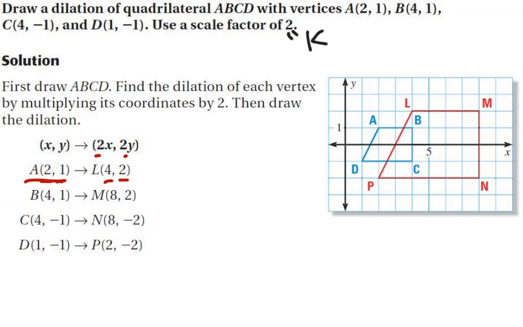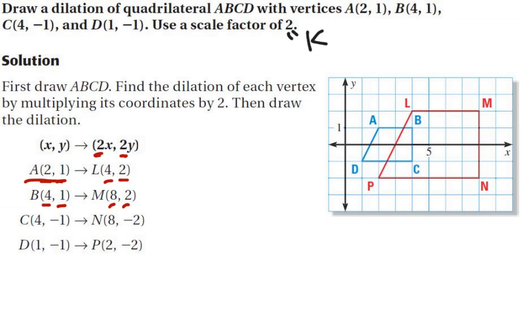So L is located twice as far away from the origin as A is. And also notice that A and L lie on a straight line, which they have to. If they're going to be a scale factor away, then they have to lie along the same line. B then is found, I guess M, it kind of bothers me that they're not using B prime and A prime, but M, which is the image of B, is found by taking 4, multiplying it by 2, the scale factor again, and getting 8 for the x-coordinate, taking 1 for the y-coordinate, multiplying it by 2, and getting 2 for the y-coordinate.